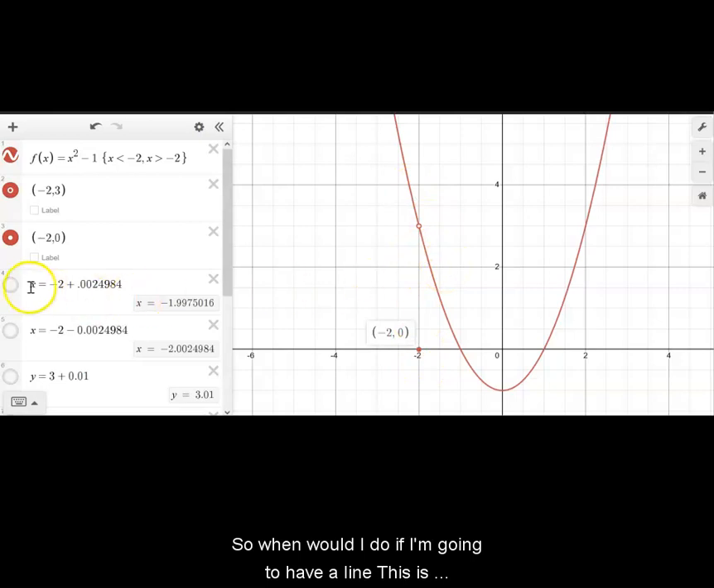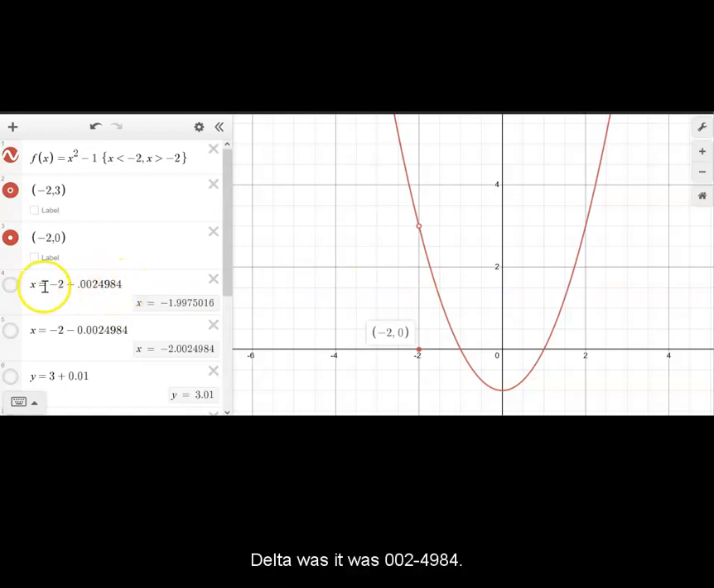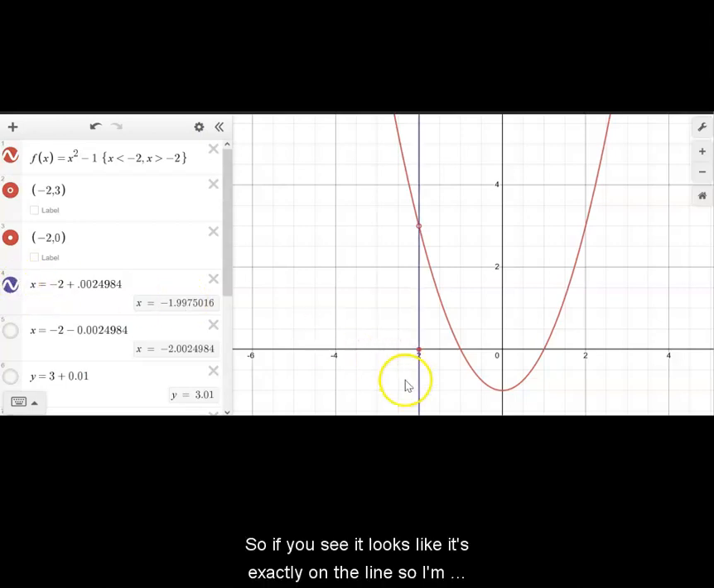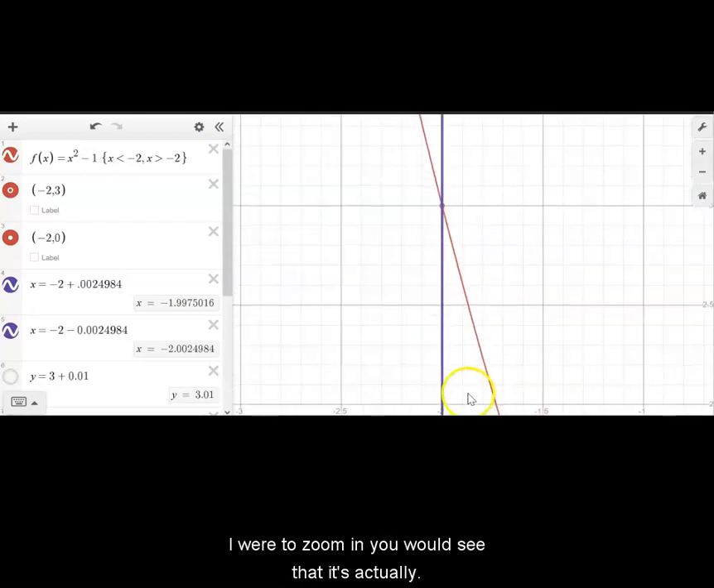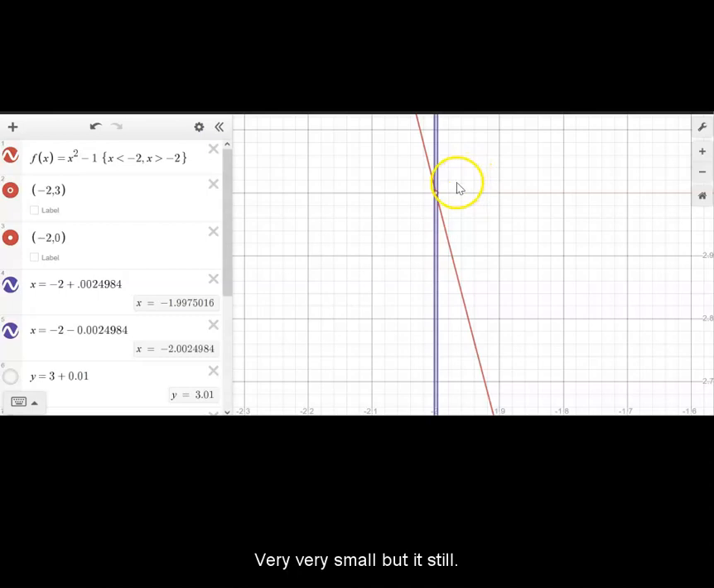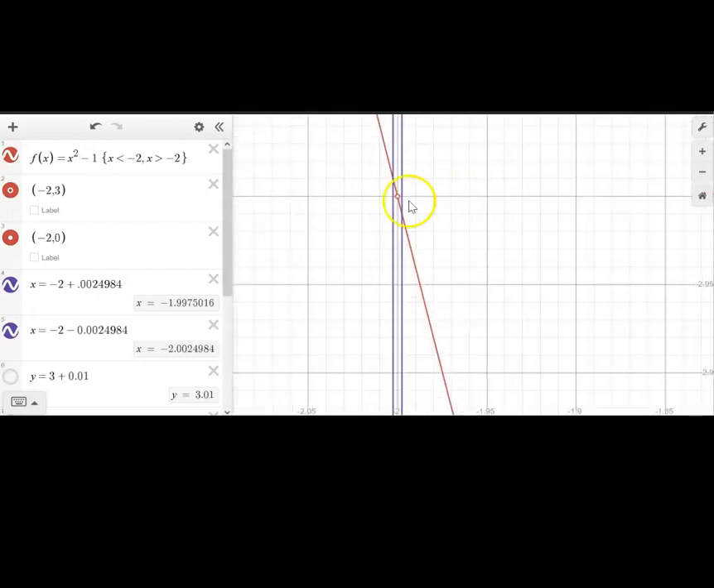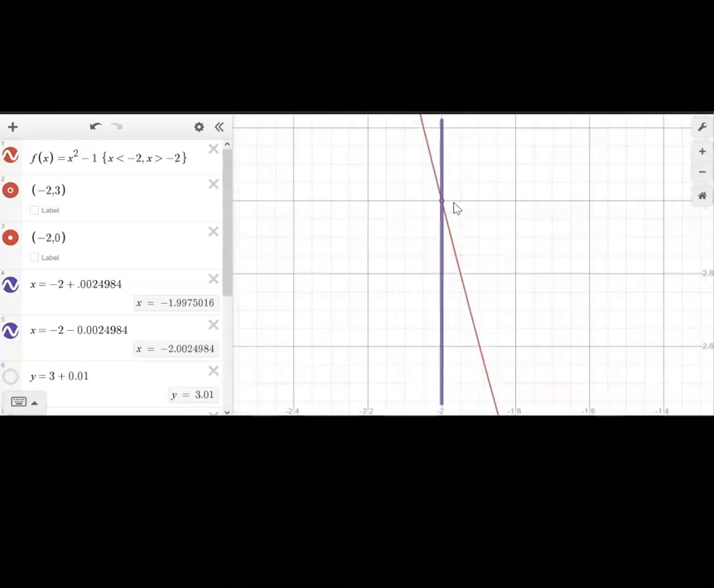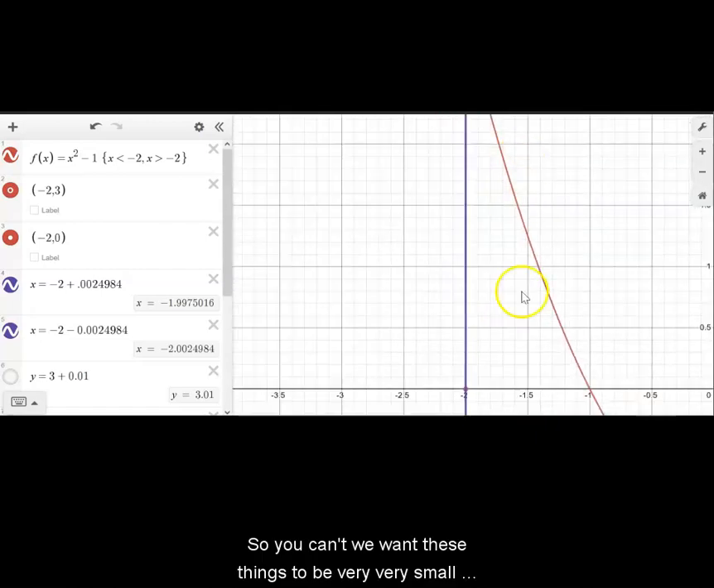So what I'm going to do is I'm going to have a line. This is my x value plus my delta. So if you remember what my delta was, it was 0.0024984. If you see, it looks like it's exactly on the line. So I'm going to go plus that amount and minus that amount. If I were to zoom in, you would see that it's actually an interval, right? It's very, very small, but it's still around my values. Again, we want these things to be very, very small.